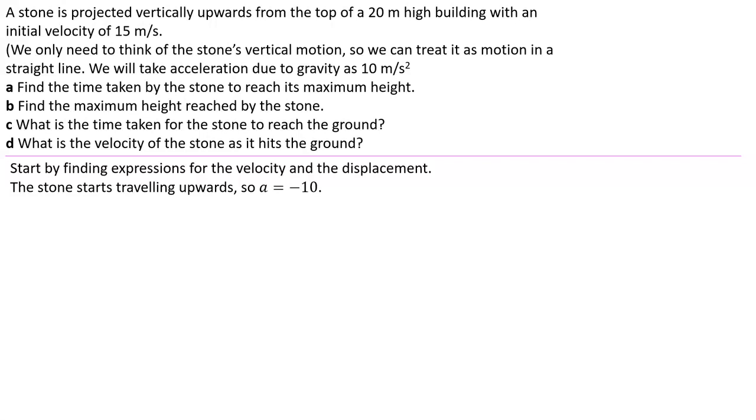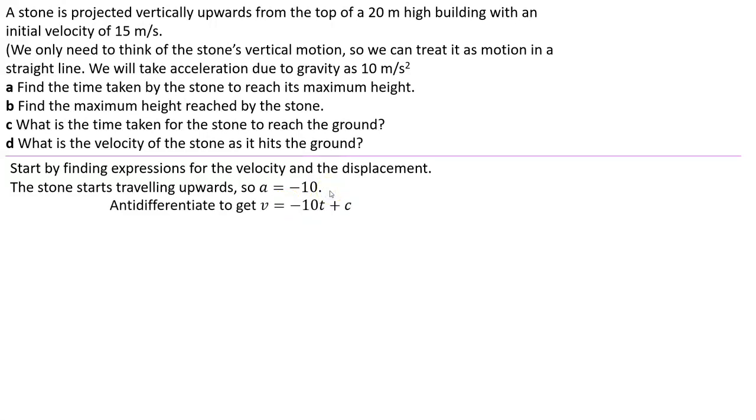This isn't always the case. We can actually choose either way round. We're going to do upwards being positive this time round. So our acceleration, because it's due to gravity, which works downwards, is -10 meters per second squared.